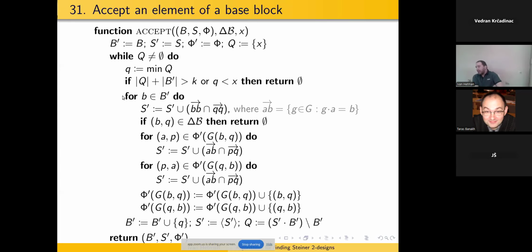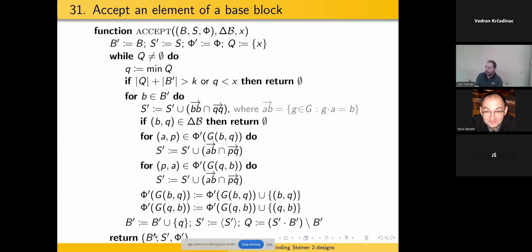Okay, what do we do then? We iterate through the elements that are in this extended block B prime, and do the following. We simultaneously extend the stabilizer and extend this function phi. So inside this algorithm, this stabilizer and function phi are kind of broken. They do not correspond to the final state that will be returned. But in the end, after finishing this while procedure, if we do not return the empty set, we will return the correct state.